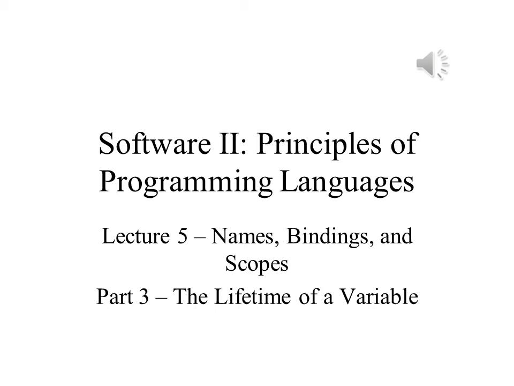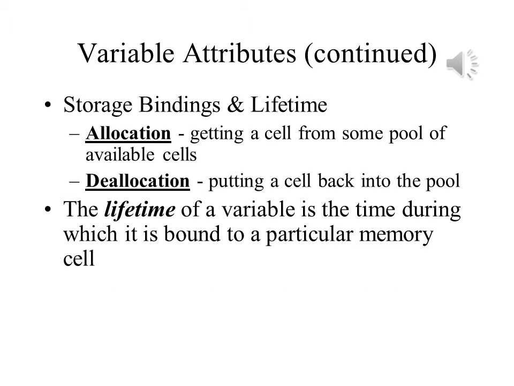In Part 3 of Lecture 5, we will discuss the lifetime of a variable. Most data items in a program have a relatively limited lifetime within that program. Older languages, such as Fortran, use static allocation of memory. This means that memory is allocated for a variable at compile time, and it is there from the moment that the program is loaded until it is terminated.